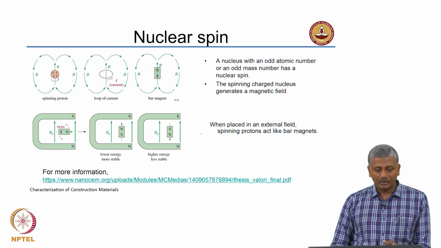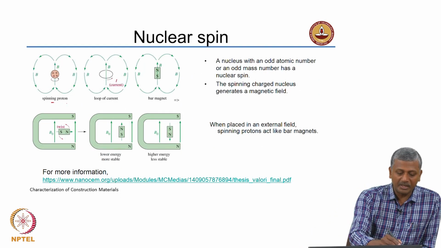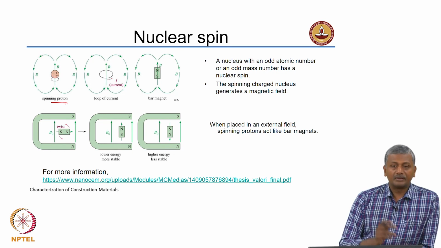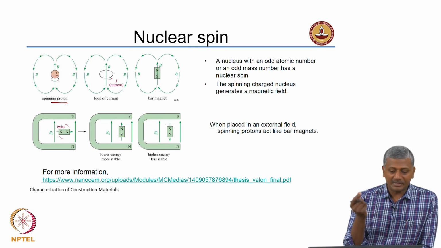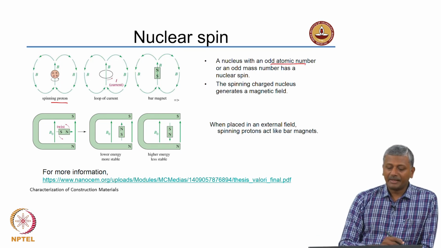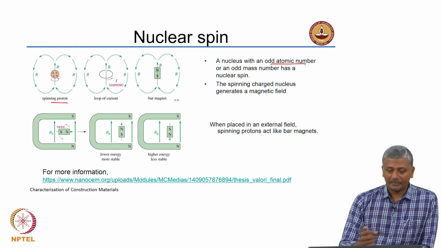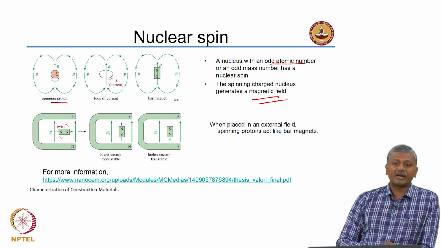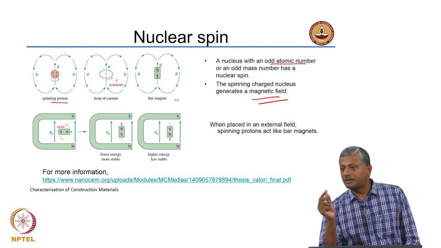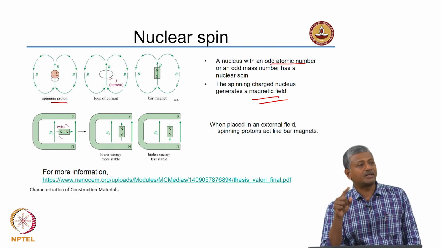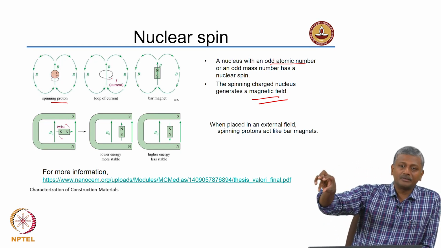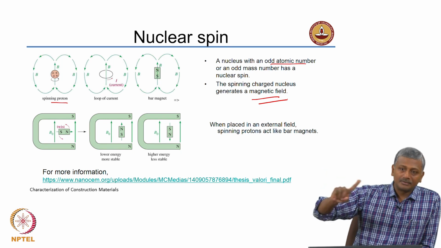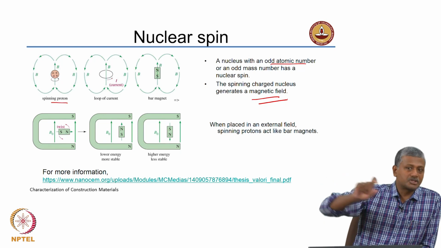So again, a nuclear spin. For example, if you have a spinning proton, the spinning of this charged particle, a nucleus with an odd atomic number or an odd mass number has a nuclear spin. The spinning charged nucleus generates a magnetic field. Any charged particle that has a spin will generate a magnetic field. So when you place this charged particle inside a magnetic field, there can be either alignment with the external field or opposition to the external field.